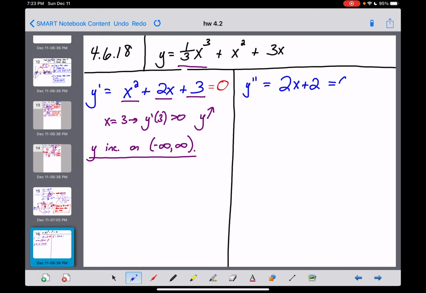We'll set that equal to 0. Of course, that'll never be undefined. And we'll get x equals negative 1. Right? So now, there you go. We have a potential point of inflection here. So I'll make a table.